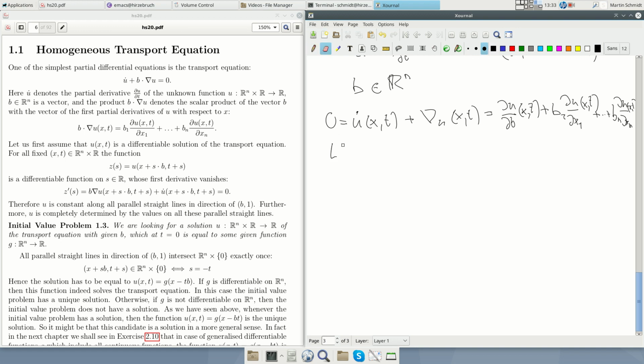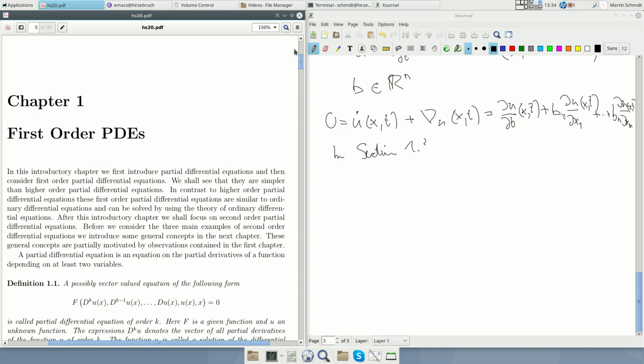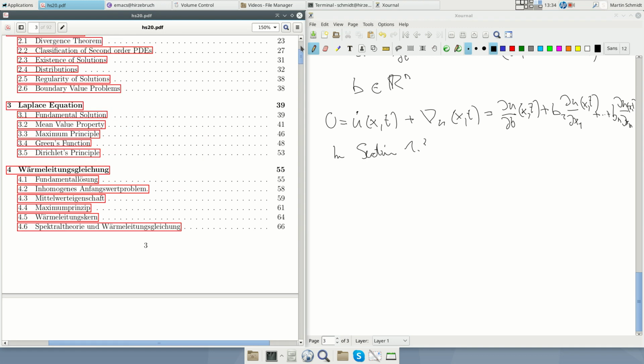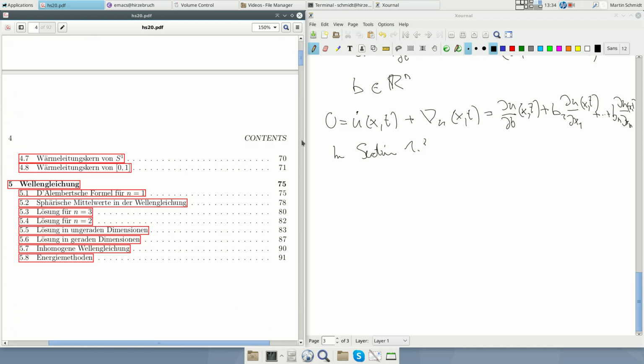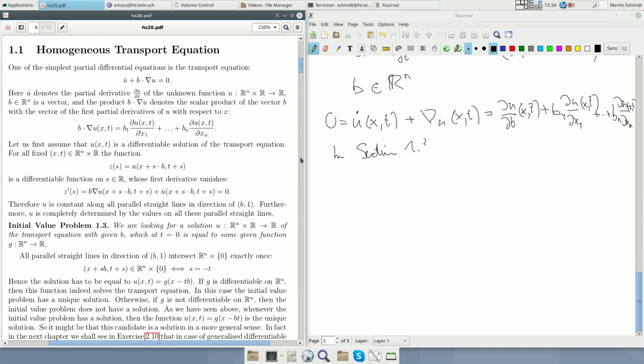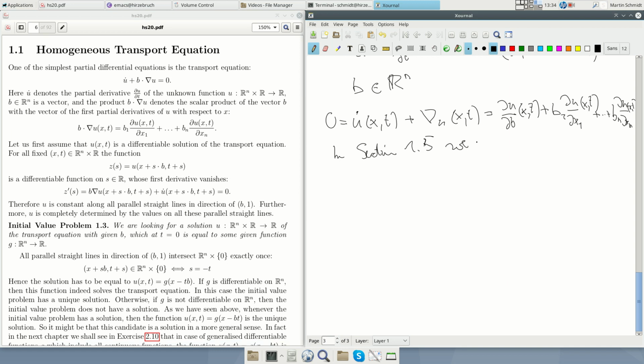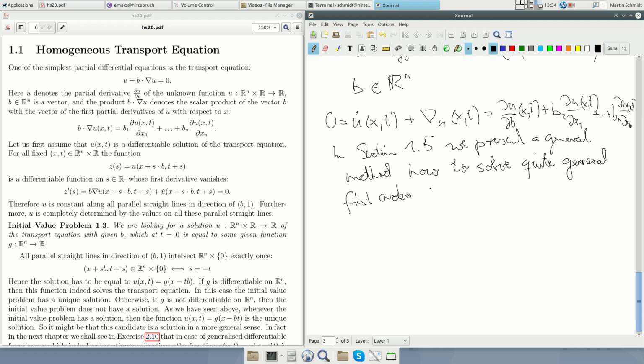Later, in section 1.5, we present a general method for how to solve quite general first order PDEs.